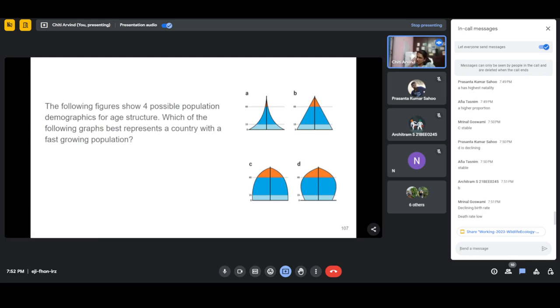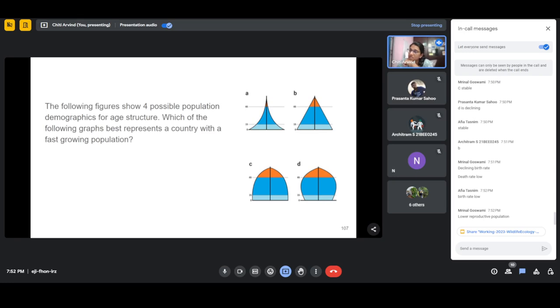And what about D? Prashanta says D is declining. What are the characteristics of a D population? You have a large number of individuals in the higher age group, which means that the death rate is pretty low. What's happening to the birth rate? Birth rate is also low, right? So this is basically nothing but a declining or a contracting population. So I hope these graphs are clear to all of you.